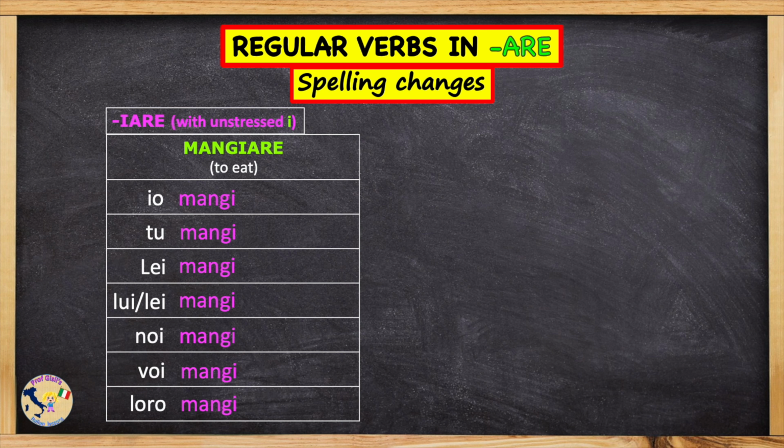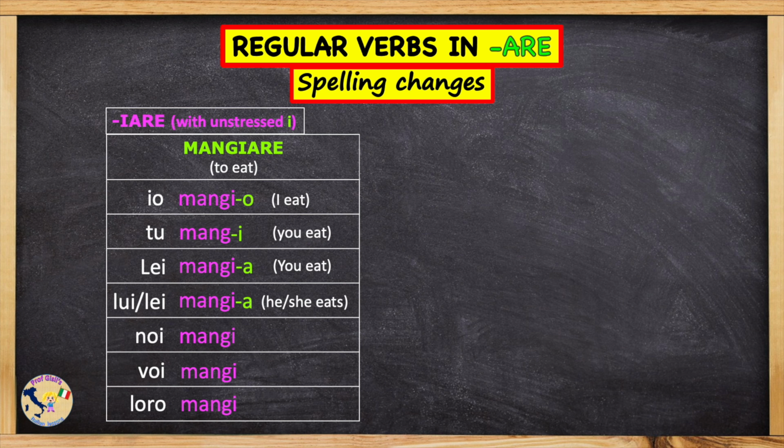For the first person singular, we add the ending o to the verb root and we get io mangio. In the second person singular, we have a spelling change. Because the e in the verb root is unstressed, we remove it and then add the i ending for the second person. So we get tu mangi. The second formal person singular and the third person singular do not show any spelling changes. So we have lei mangia, lui mangia, lei mangia.